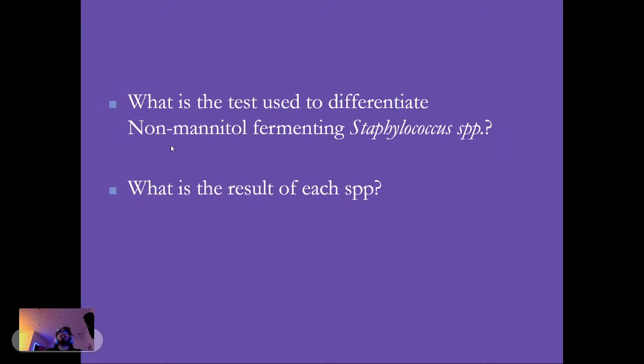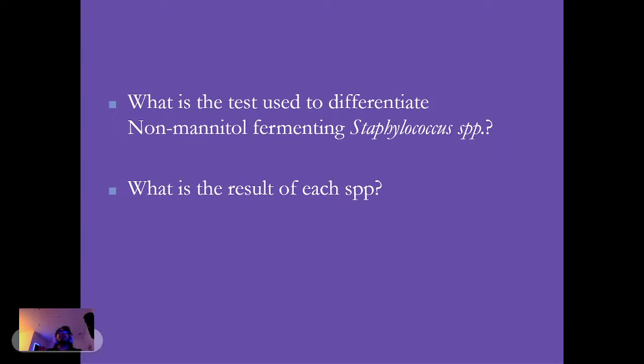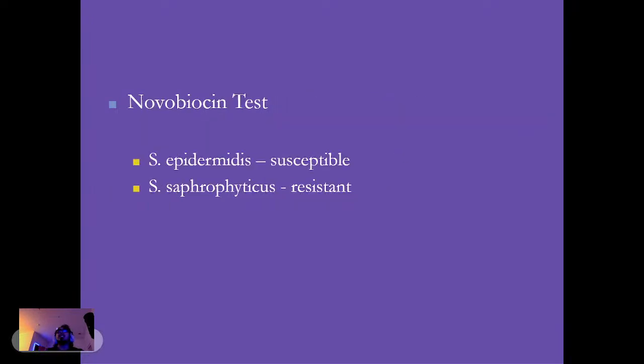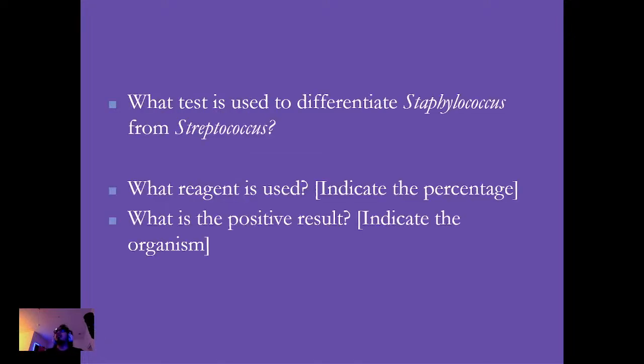So, Novobiocin test or Novobiocin sensitivity test. Novobiocin sensitive, we will have Staph epidermidis, and Novobiocin resistant is Staph saprophyticus. Okay? Staph epidermidis sensitive or susceptible, Staph saprophyticus resistant. Okay? Clear? Clear tayo? So when you look at something on the gram stain, it has clusters that look like grapes. What do you have? Micrococcaceae or staph?